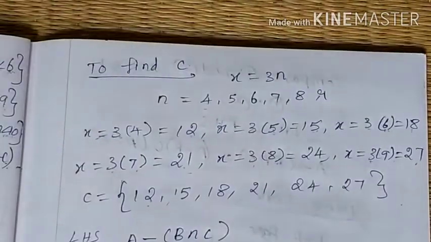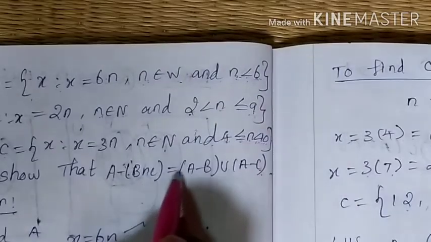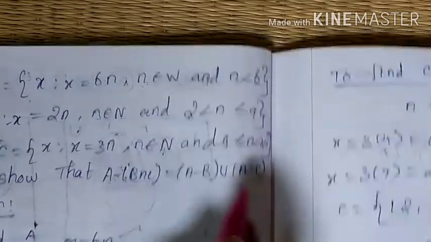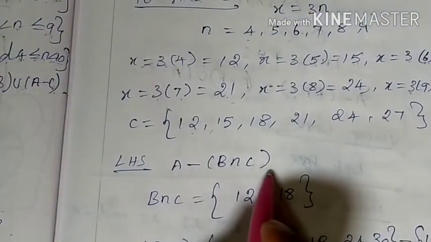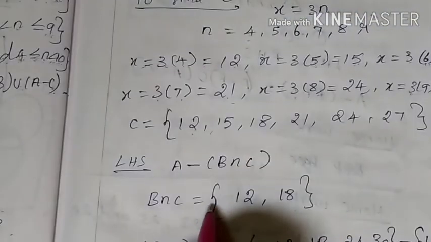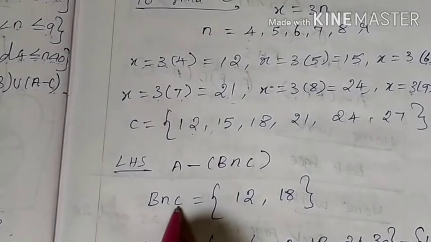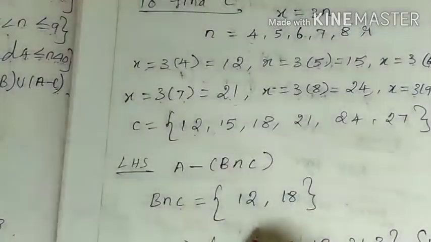Then show that the condition A difference (B intersection C) is equal to (A difference B) union (A difference C). Okay. LHS is A difference (B intersection C). So B intersection C is equal to the set of all common elements of B and C. Compare only B and C. Take and write only the common elements.